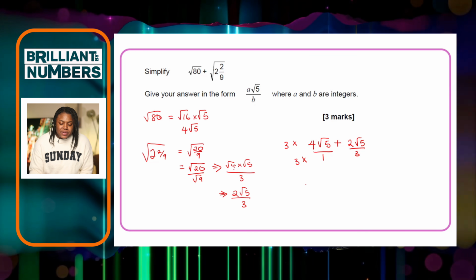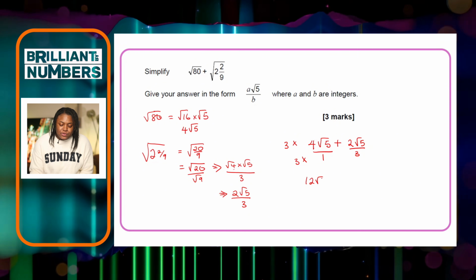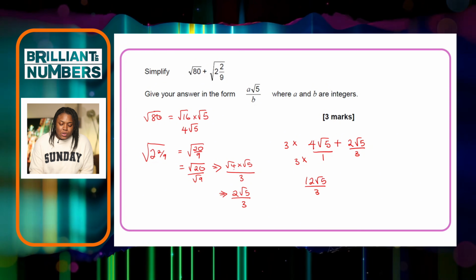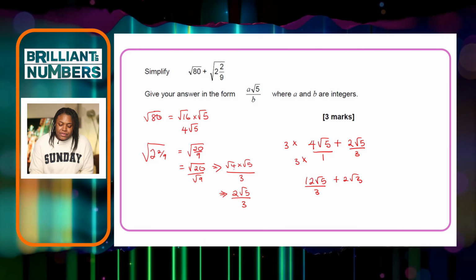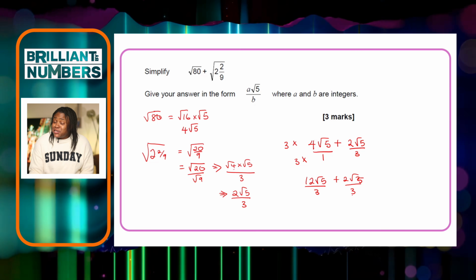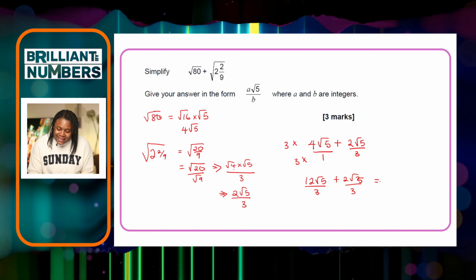So I need to times this denominator by 3 and also the numerator by 3. So 4 times 3 is 12. So that's 12 root 5 thirds. So 3 times 1 is 3, plus 2 root 5 thirds. Now my denominator is the same. I can now add them together.